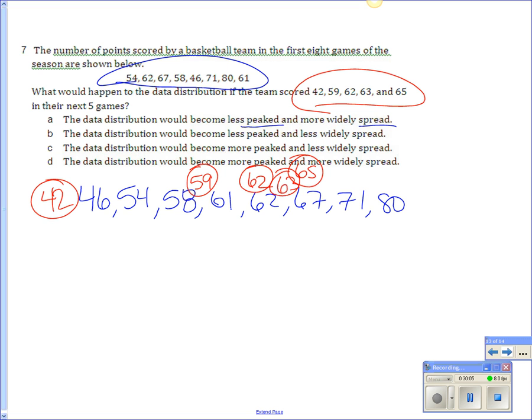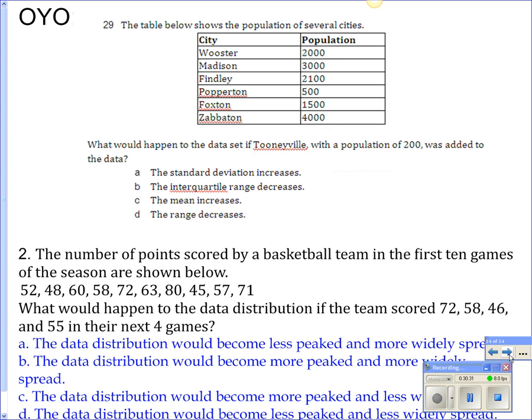Okay? All right, did it become more spread out? Yes, because I added a what? 42. That made it spread. Did it become more peaked or less peaked? More. Why? Because I added numbers in the middle. So this one is more and more. More peaked and more spread. So very similar to the other one. Okay? All right, there's your OYOs.